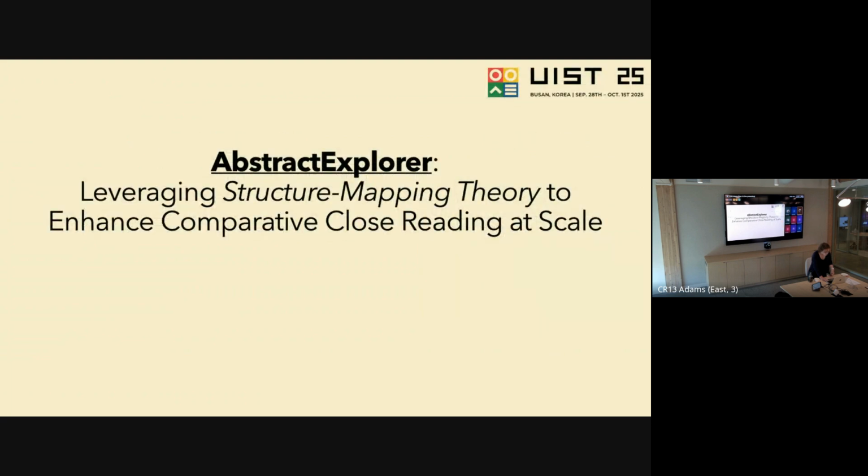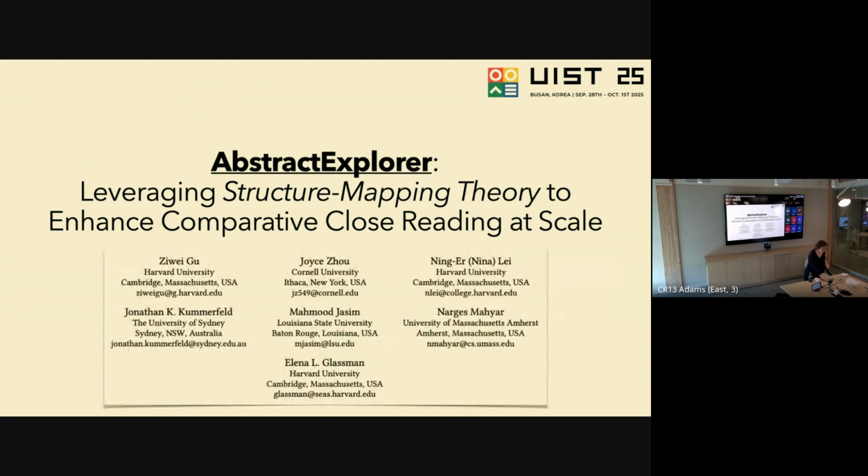So this AbstractExplorer is a mouthful, but every word is very carefully chosen. Leveraging structure mapping theory to enhance comparative close reading at scale. This is the first time I'm talking about it, so we've got some screenshots as opposed to actual authors, but this was also led by Ziwei, and Joyce is the second author, and we accumulated people as we tried to make this work.